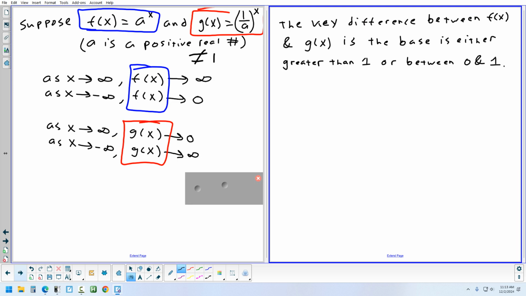Yep, exactly. Okay, so the key difference between those was the base. Greater than 1, you have growth. Between 0 and 1, you have decay.